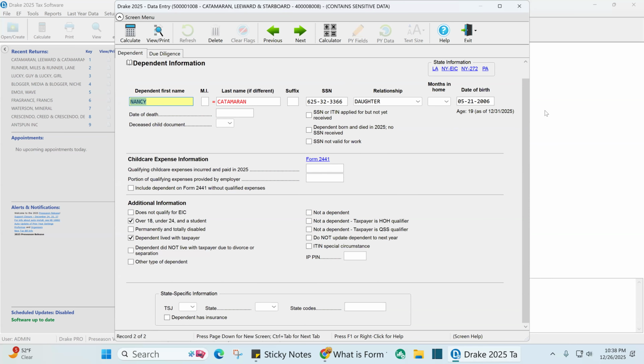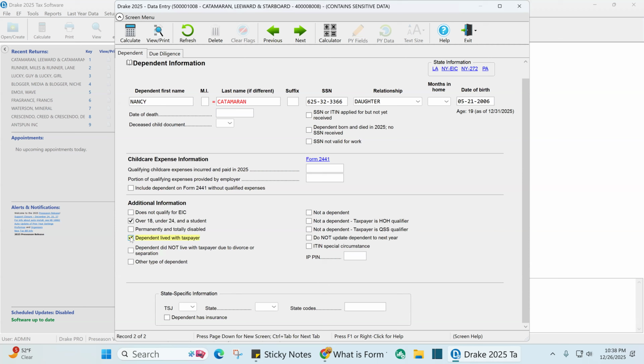This is the daughter, 19 years old. So obviously this one, right? And now, even though Nancy goes to school out of state, for example, let's assume they live in the state of California and she goes to New York or any state. For income tax purposes, she is still considered a dependent living with the taxpayer at home in the state of California.